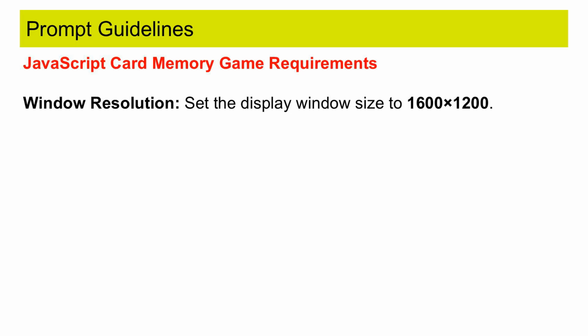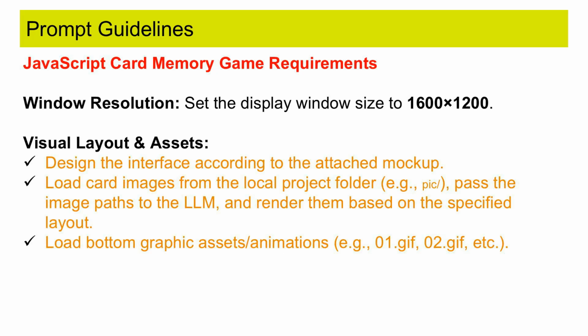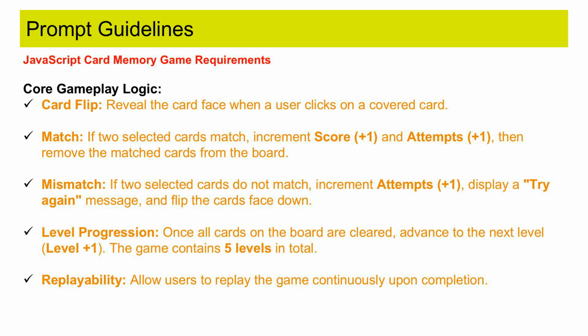Set the display window size to 1600 x 1200 for optimal game performance. Visual layout and assets. Design the interface according to the attached mockup. Load card images from the local project folder, e.g. our pick. Pass the image paths to the LLM and render them based on the specified layout. Load bottom graphic assets animations, e.g. 01.gif, 02.gif, etc.